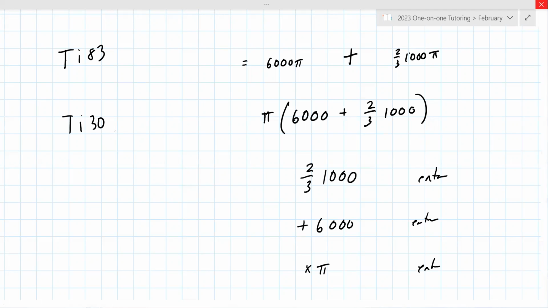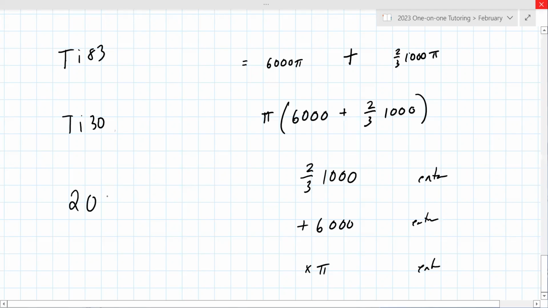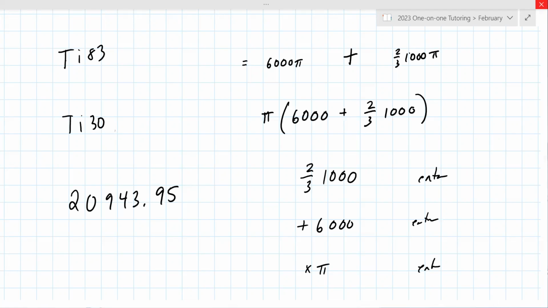Okay, 20,941.85. So here's what I got, and again, it may be just a rounding issue, but we're really close. I think I have the advantage of using a computer, but yeah.